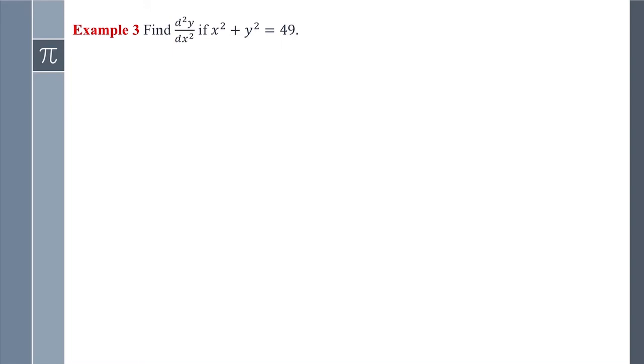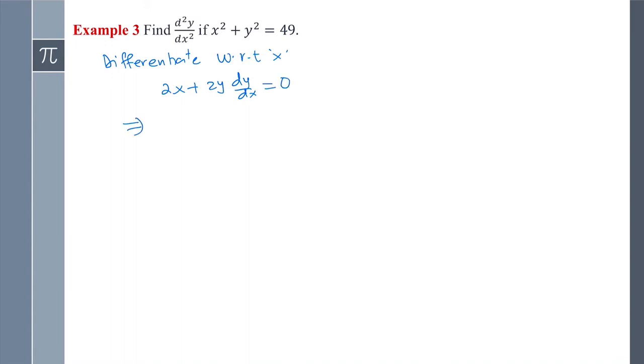Now here we are asked to find the second derivative for that equation, so find d2y/dx2. In order to find the second derivative, first we have to find the first derivative. So let's differentiate with respect to x. When we do that, we get 2x plus 2y dy/dx equals 0.